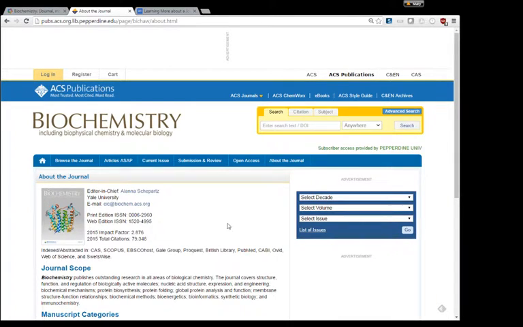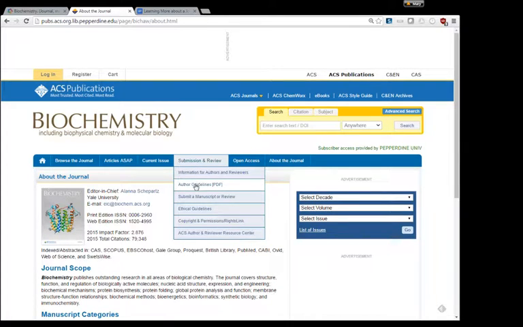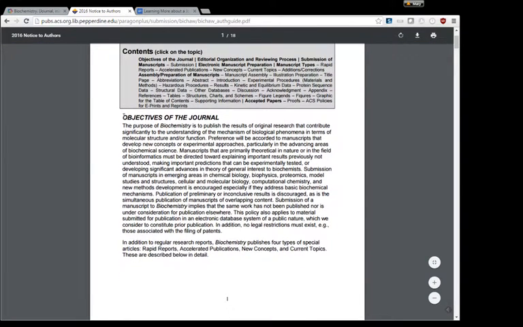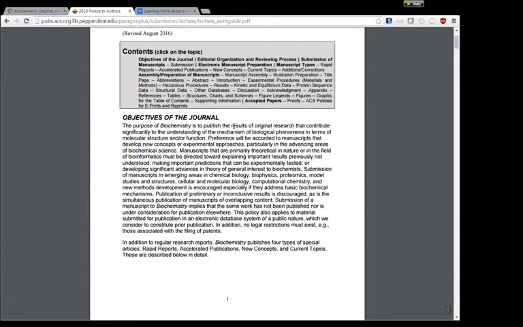The second thing we're going to do is come over to Submission and Review. Under the author guidelines, this can sometimes hold a wealth of information for you to learn a little bit more about the journal. So here we see the objectives of the journal. Here their aim is to publish original research that contributes significantly to the understanding of the mechanism of biological phenomena in terms of molecular structure and or function, and so forth. Again, they reiterate the type of articles that they accept.